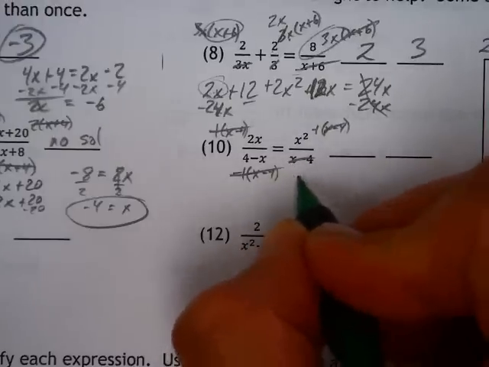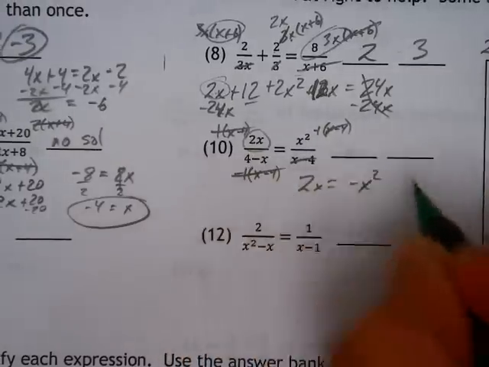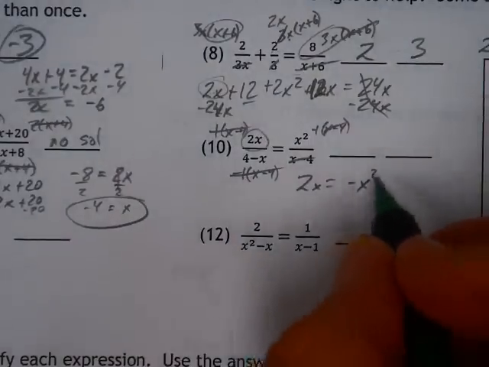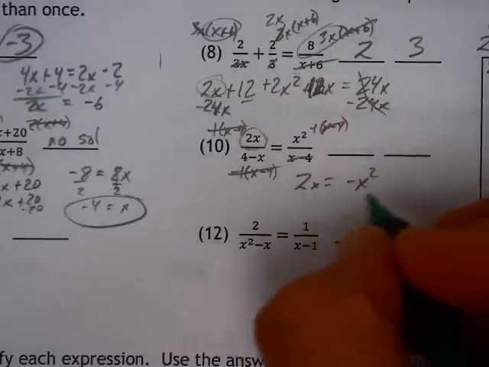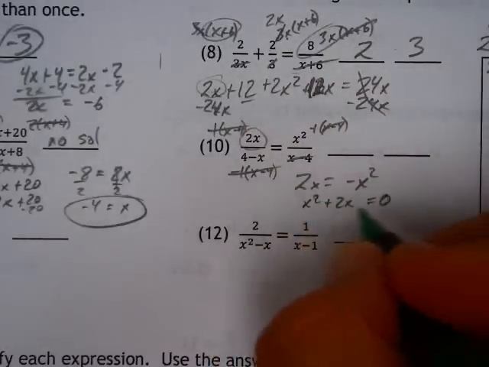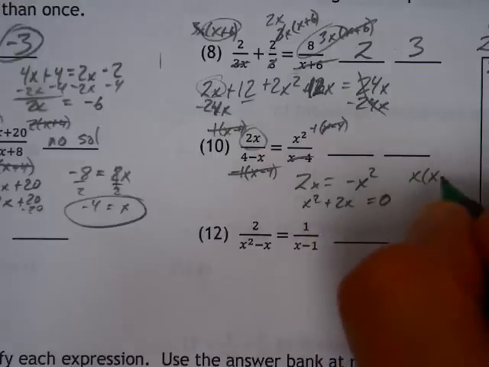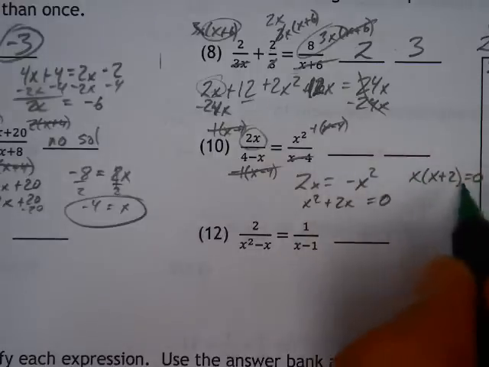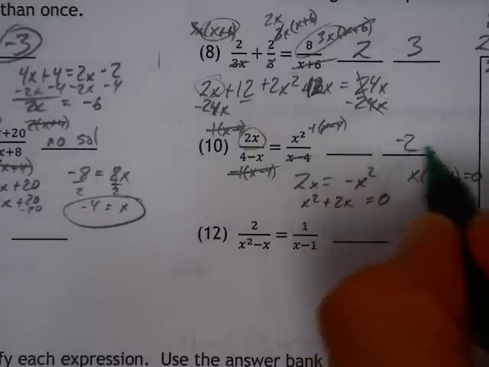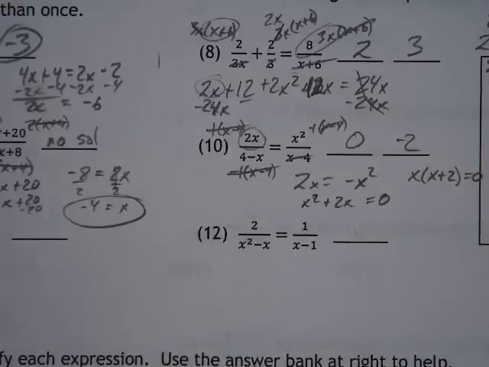Well, yeah, you got a 2x then, which is this guy, equals a negative x squared. You got to move that to the other side. You end up with x squared plus 2x equals 0. You factor out an x, sorry about the lack of room here, equals 0. Set them both equal to 0. You have one solution, it's negative 2. The other solution is 0. And so you have those two solutions there.